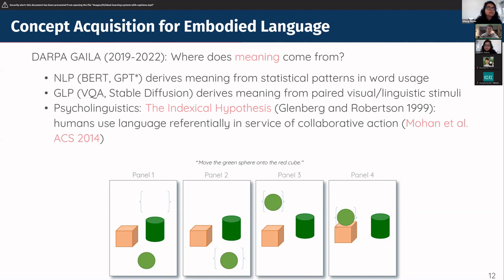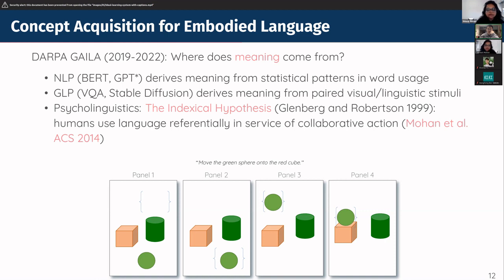There's another set that lies between computer vision and natural language processing. Stable diffusion is an example of that kind of computation. They derive meaning, again, from statistical inference and pattern recognition, but they are pairing visual stimulus with linguistic stimulus. Usually there will be a scene and a description of that scene, and you're trying to learn the correlation patterns between what is shown in the image versus what's being said.